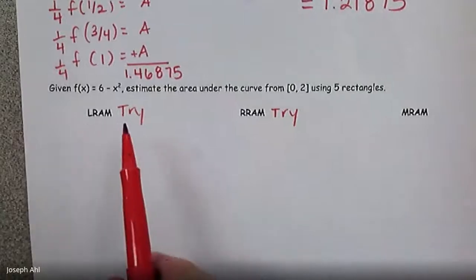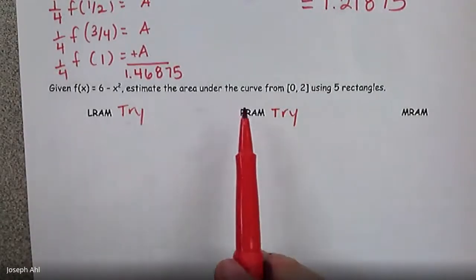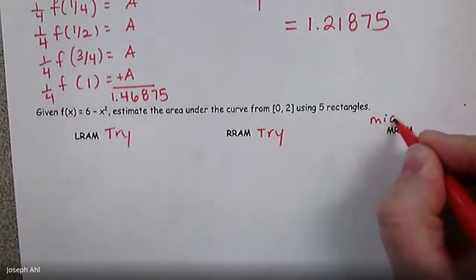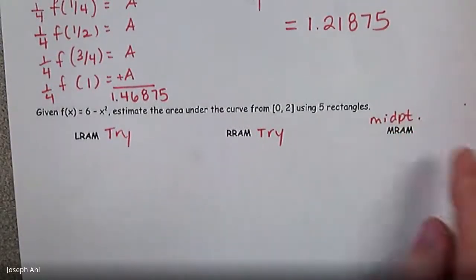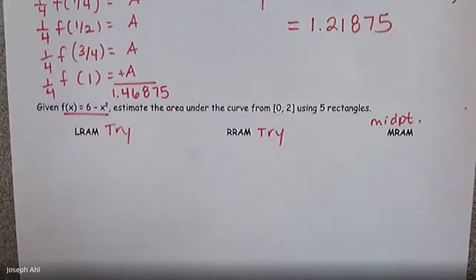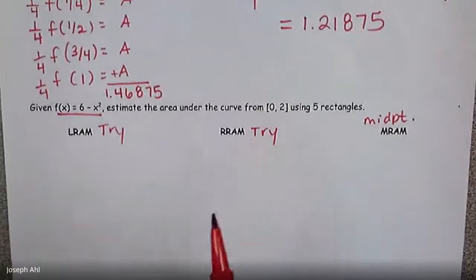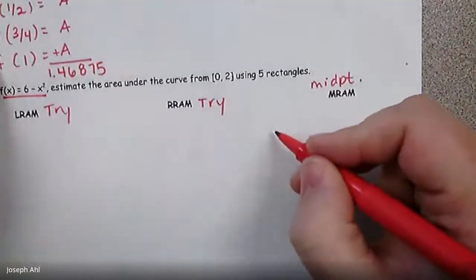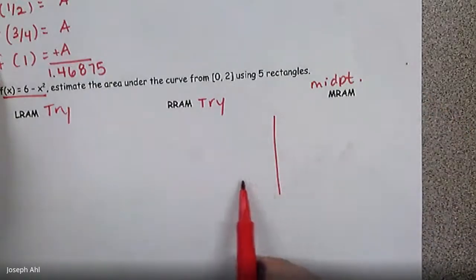We have a left rectangular approximation method. We have a right. And then for M, it's going to be the midpoints. And this should be even a little bit better. You'll see why in a second. Our function's changed. We're looking at 6 minus x squared. We want to find the area from 0 to 2 using 5 rectangles. All right, so let's see if I can draw a good picture of 6 minus x squared.